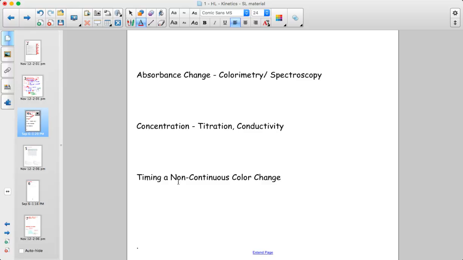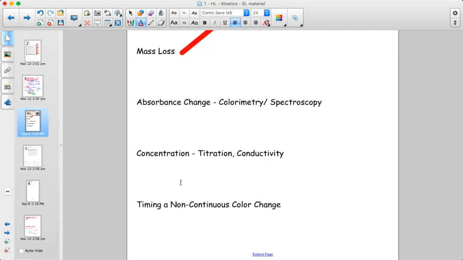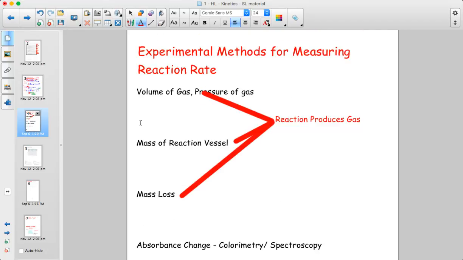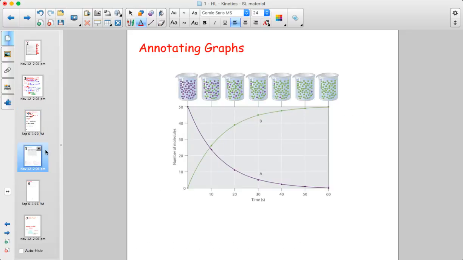And then one final thing that's a bit odd is you can look at reactions that produce a very distinct color change, but that color change happens all at once. So you can't continuously monitor how the color changes. You can only time how long it takes for a reaction to happen, and that can give you a sense about the average rate of reaction for that type of reaction. The top ones, these three, are really the most common that show up in IB exam questions.